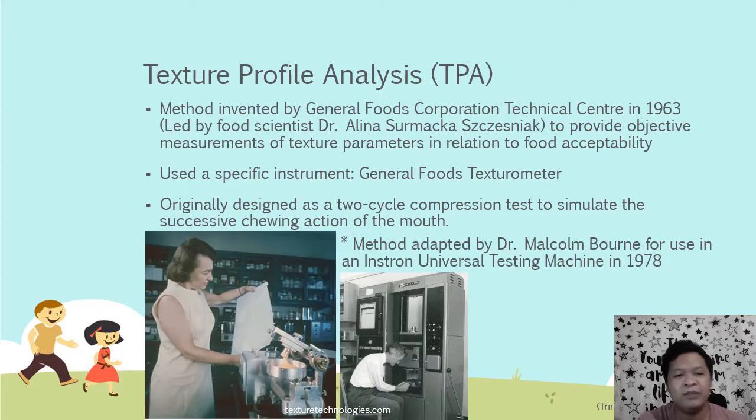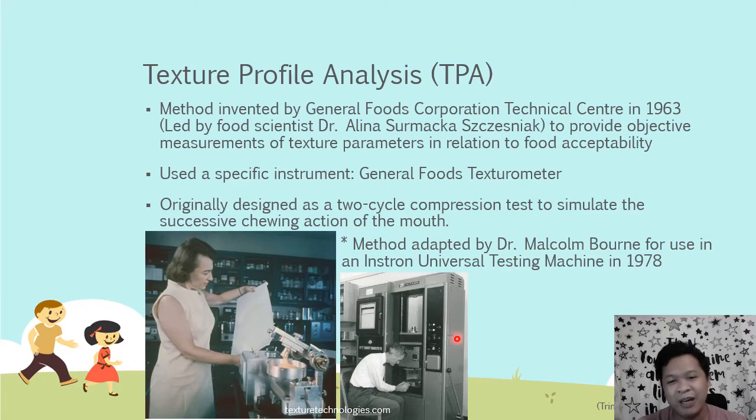So, they had an instrument which you can see here. There is a General Foods texturometer. And the original design was a two-cycle compression test to simulate successive chewing action of the mouth. This two-cycle compression is actually still being used up to this day, of course, but with a different looking texture profile analysis machine. Then this was adapted by Dr. Malcolm Bourne for use in the Instron Universal Testing Machine.